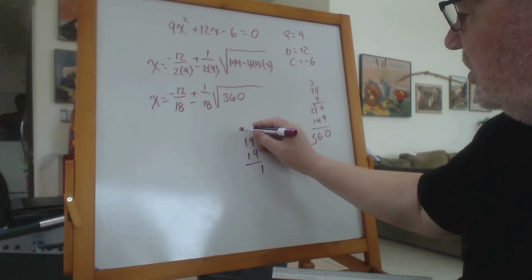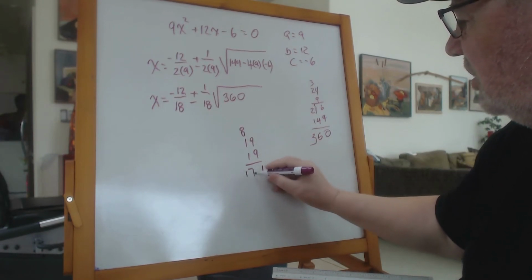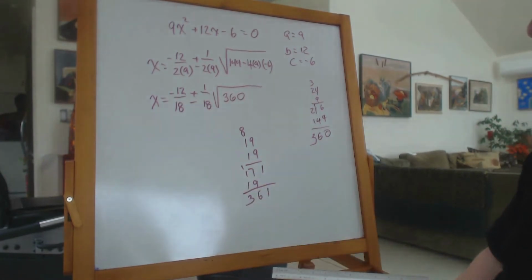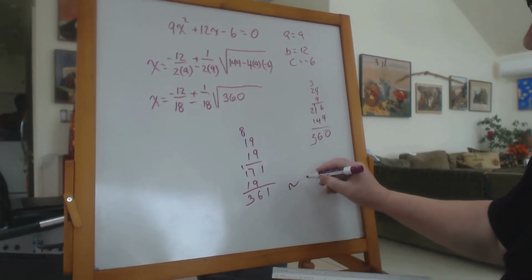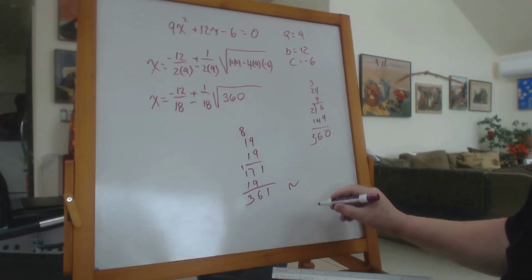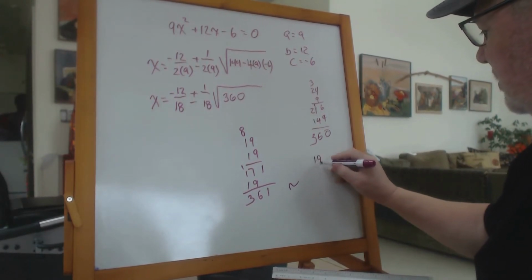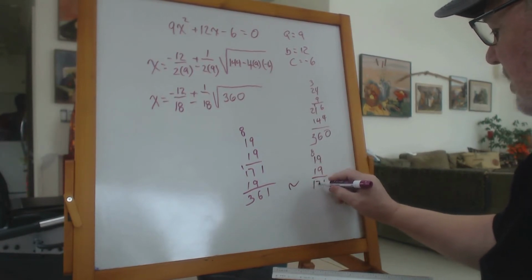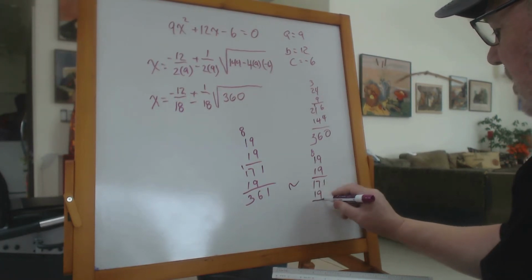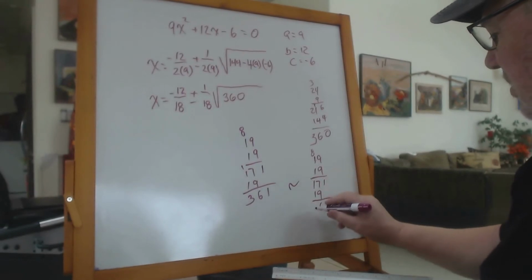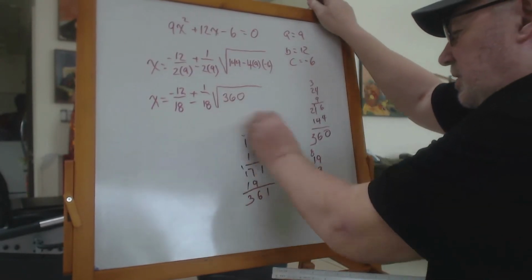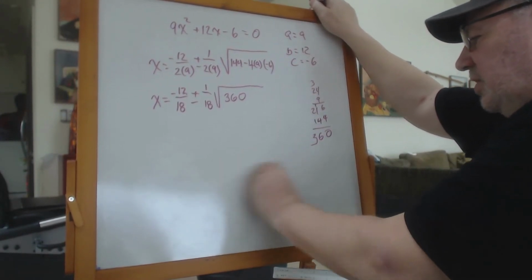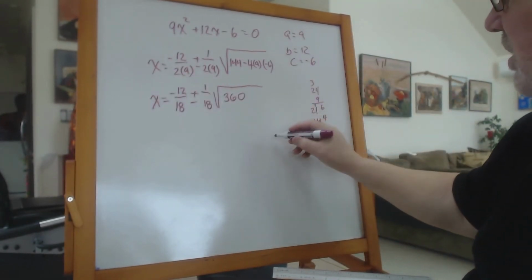That's 81. 9, 17, 19, 1, 16, 3, 61. In fact, that's pretty darn close. Let's just double check this. 19, that's 81, 9, 17, 9, 1, 1, 16, 3, 61. So it's just slightly under 19. It's something like 18.9 something. So let's just call it approximately 19.